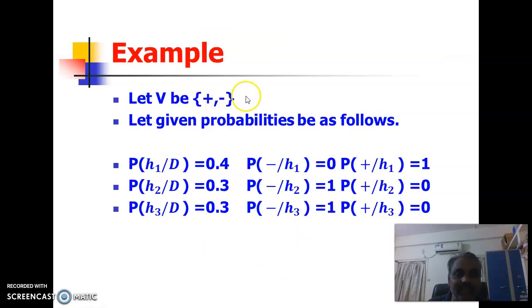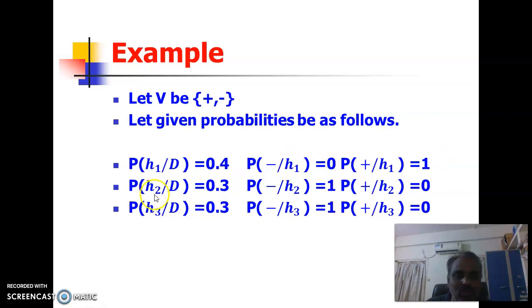Now let's see an example and understand. Let the set capital V be plus, minus. So there are two classifications. Let the given probabilities be as follows. P of H1 given D is equal to 0.4. P of negative classification given H1 is equal to 0, P of positive classification given H1 is equal to 1, and the summation should be equal to 1.